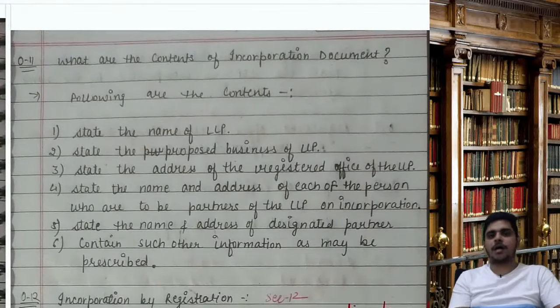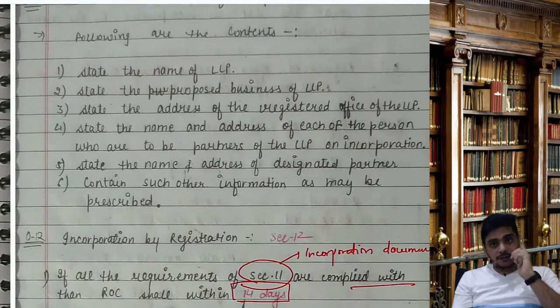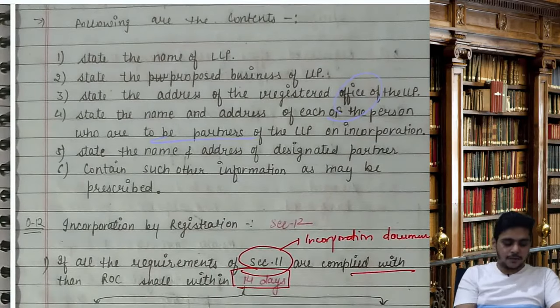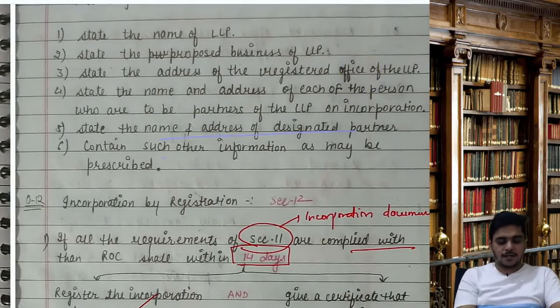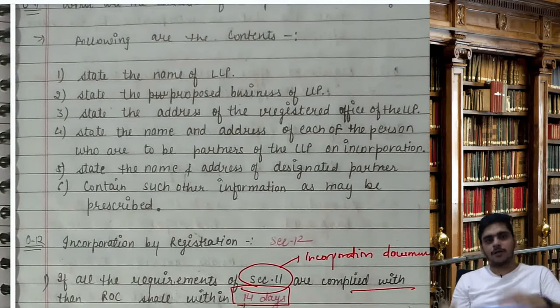Then, sir, what are the contents of incorporation document? Direct theory answer. You have to state the name of LLP, the proposed business of LLP, the address of the registered office of the LLP, the name and address of each of the persons who will be partners of LLP on incorporation, the name and address of the designated partners, and such information as may be prescribed. 3 mark or 4 mark answer, contents of incorporation document.